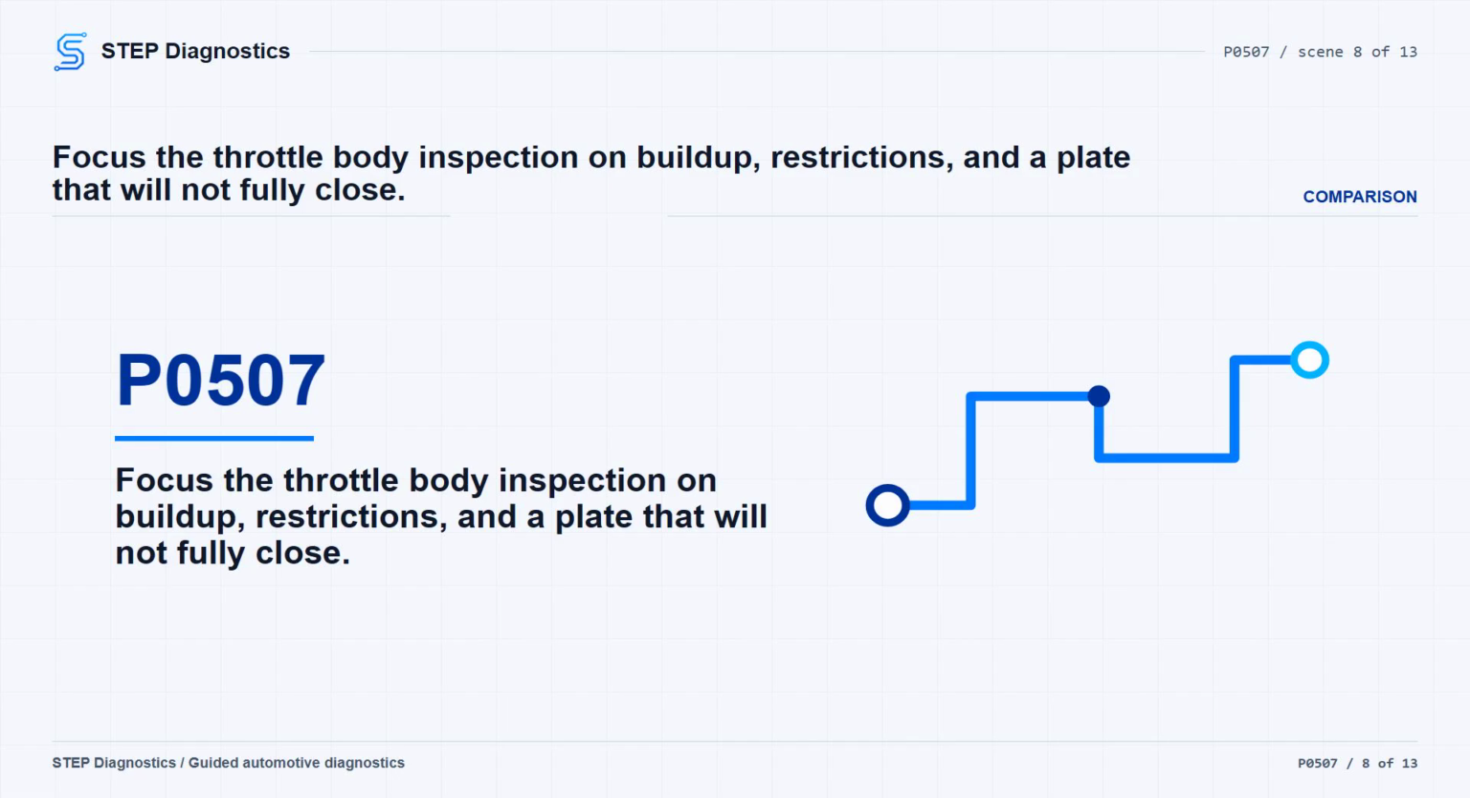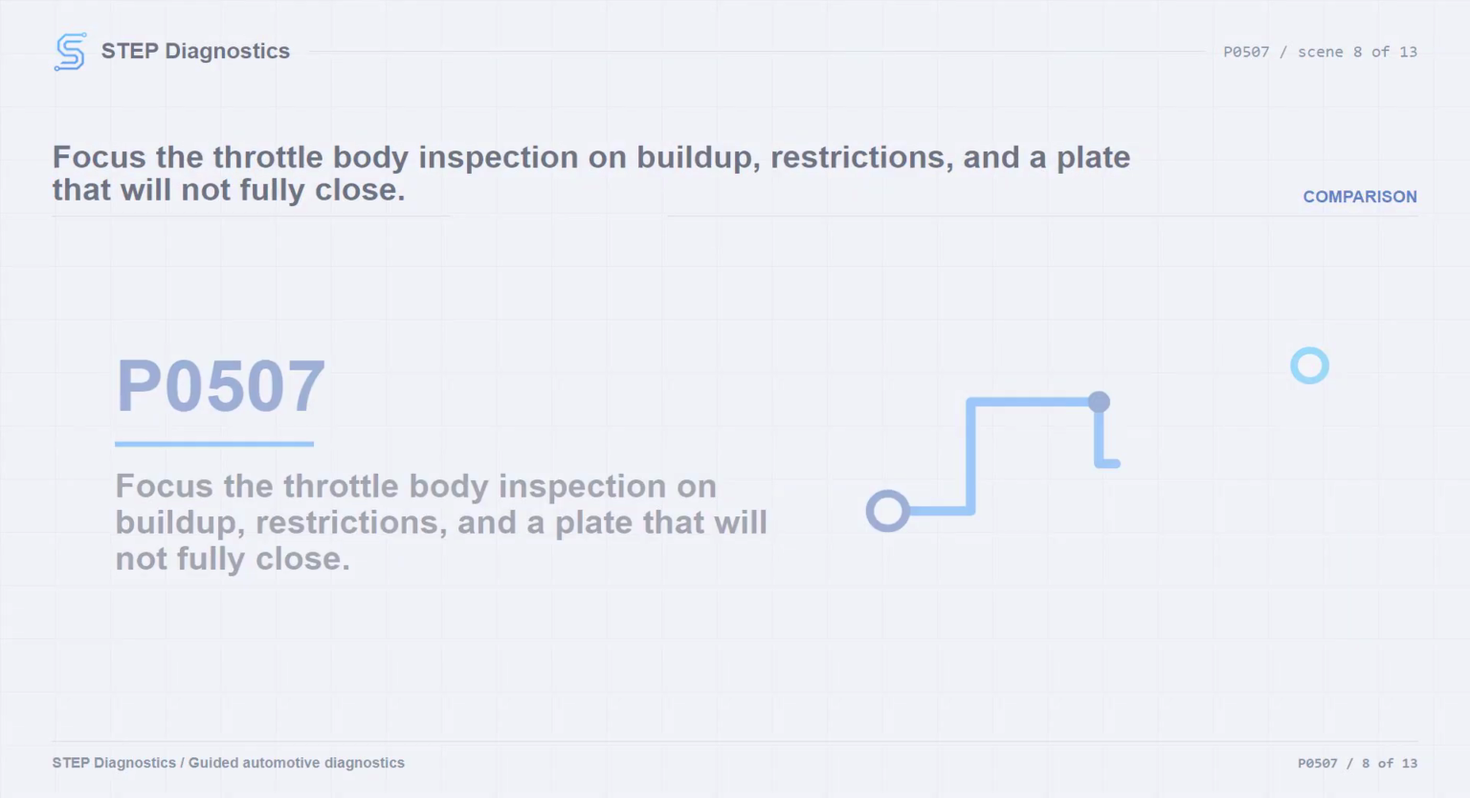Next, inspect the throttle body for carbon buildup, other restrictions, and a bent throttle plate. Use a straight edge when checking the plate. If the throttle plate does not close entirely, it may be bent. With the vehicle running, wiggle test the ETC motor wiring and connections, and listen for the idle to raise or fluctuate.